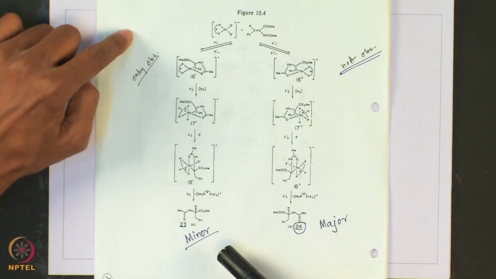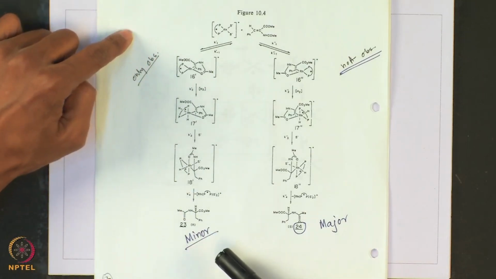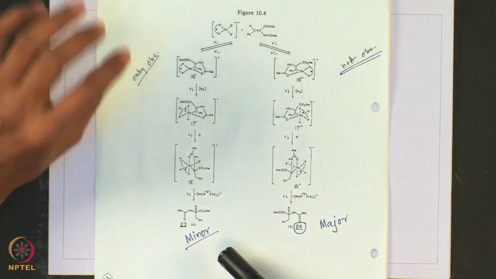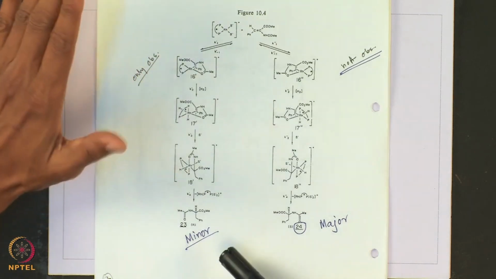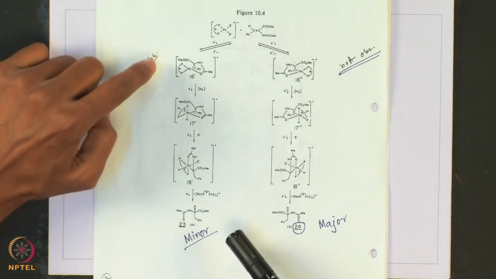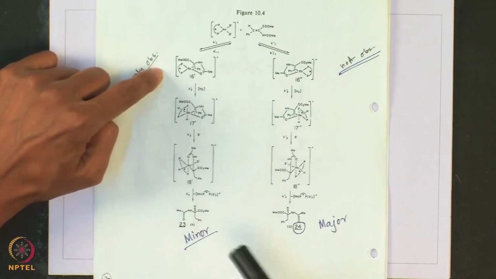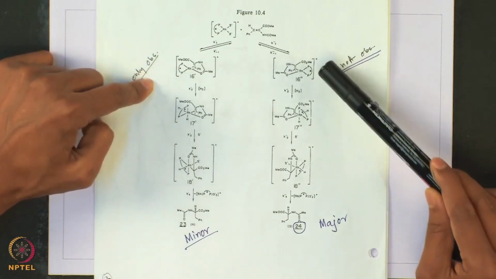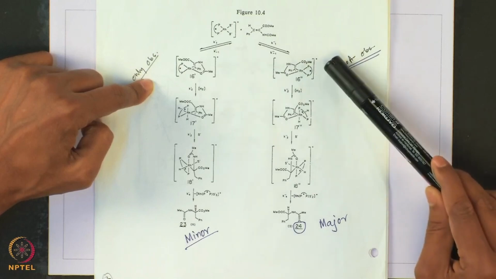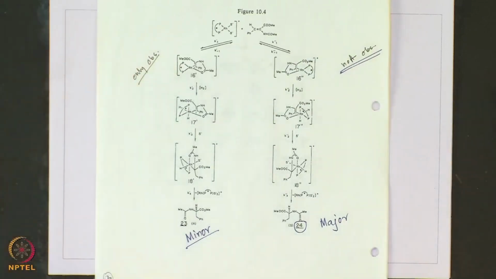So, the intermediate 16 prime is the observed intermediate only, 16 double prime is never observed, but the product formation is not governed by 16 prime. Original product formation is actually governed by 16 double prime. So, this is somewhat confusing, but this can be explained by what is known as the Curtin-Hammett principle. Let us look at the Curtin-Hammett principle, and then we will come back to this problem again and discuss it further.